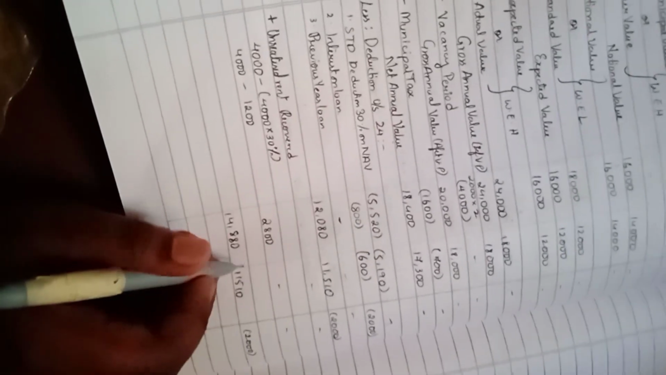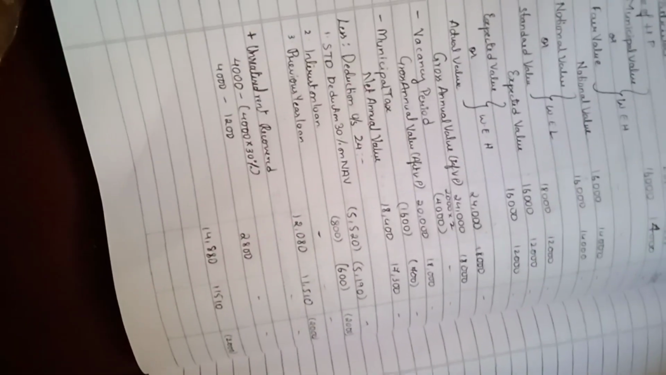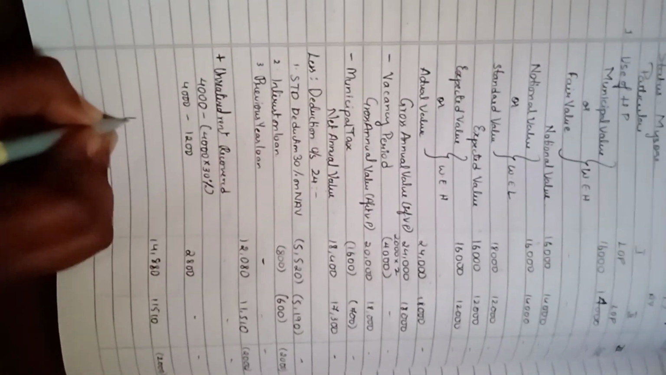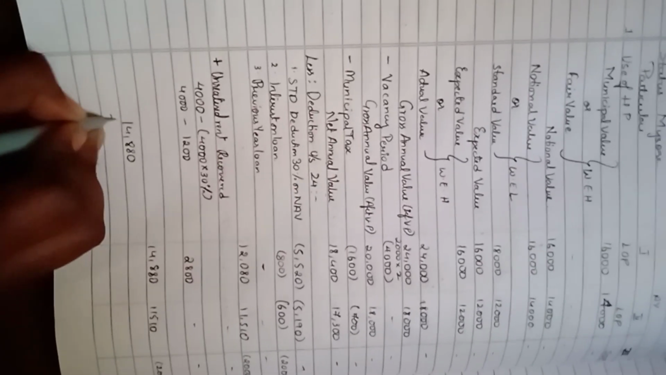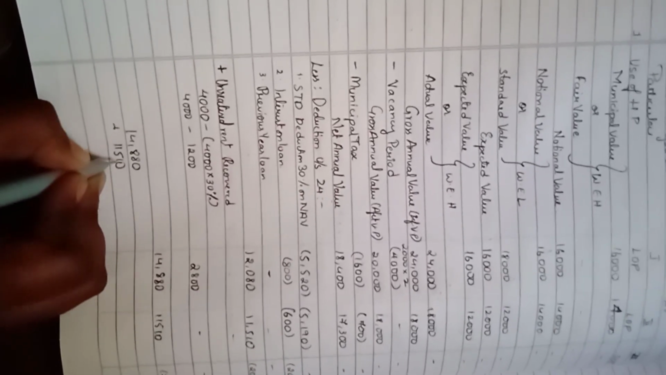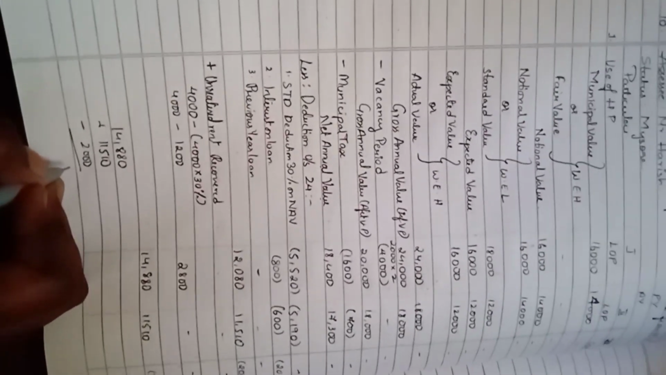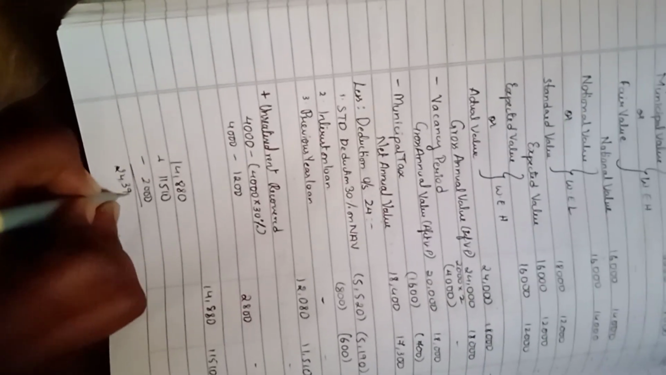Now how to calculate total? This is only for each particular house. Now we have to calculate for all 3 houses. Then we are going to get 14,880 plus 11,510, then minus 2,000. We are going to get 24,390. This is our taxable income in house property. Thank you.